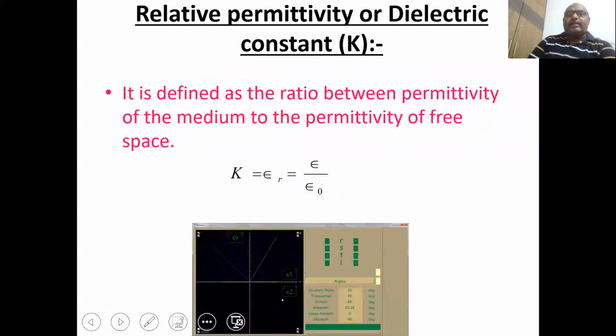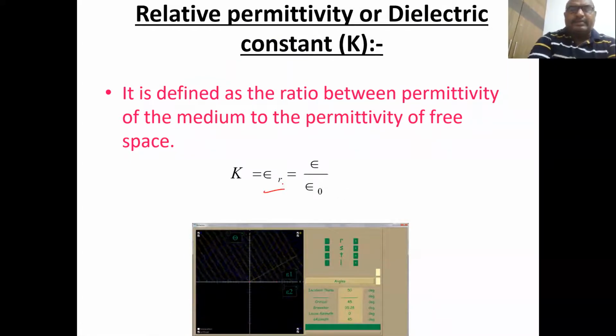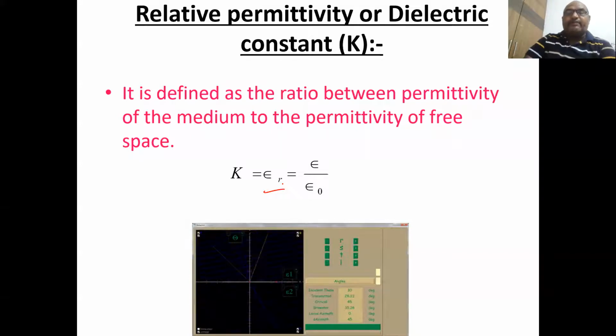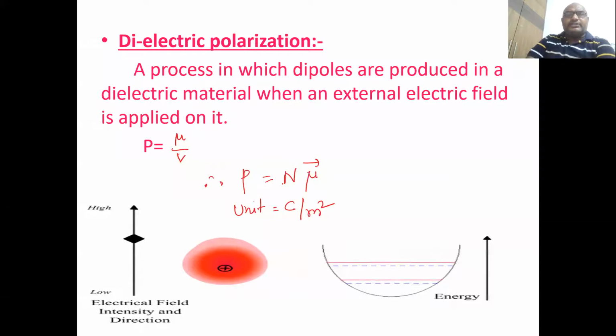Relative permittivity, or dielectric constant, is represented by K or epsilon r. Epsilon r, the relative permittivity, may be defined as the ratio of the permittivity of the medium to the permittivity of free space. That is called the dielectric constant or relative permittivity. Dielectric polarization is the dipole moment per unit volume.